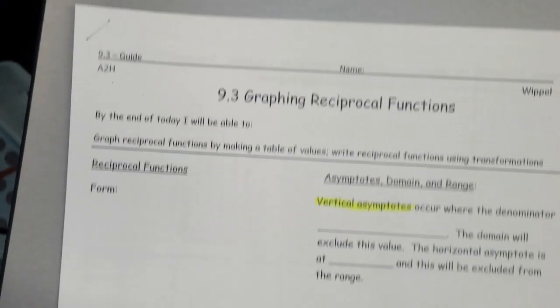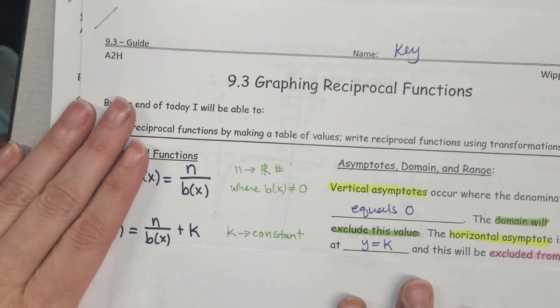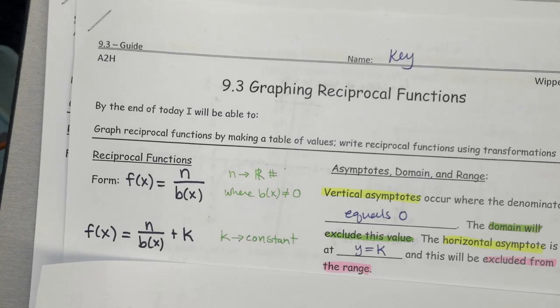All right, so you guys wrote down this first part. We are graphing reciprocal functions, which are rational functions. You already wrote down your form. We're just going to talk about what some of those forms mean. So you have the form f of x equals n over b of x.